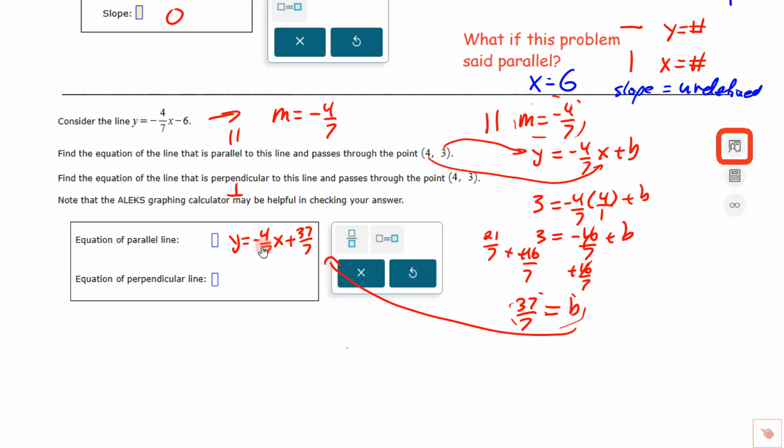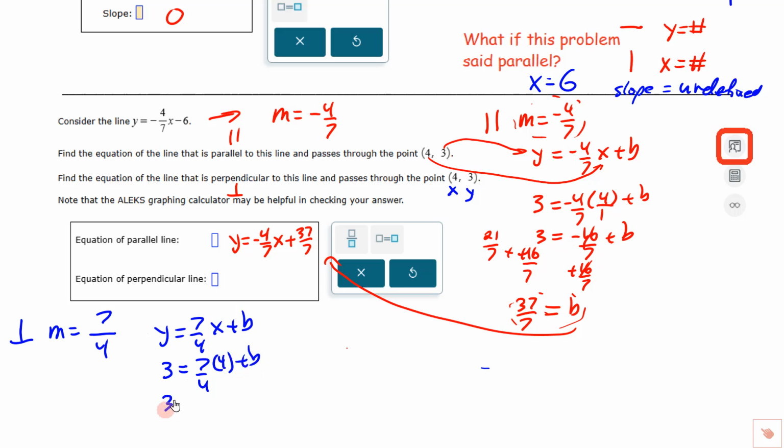So now that we've got the parallel one, let's do the perpendicular one. If it's going to be perpendicular, the slope has to be the opposite sign. So this is going to be positive, and it's got to be the reciprocal. So that's going to be 7/4. Now, I think you're going to like what happens here. This is y equals 7/4 x plus b. And we're going to plug in this xy pair. So this is the x and this is the y. So the 3 is the y. We're going to put the 3 right here. We're going to have 7/4 times x. X is 4, plus b.